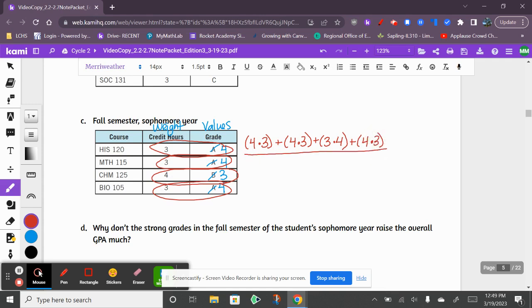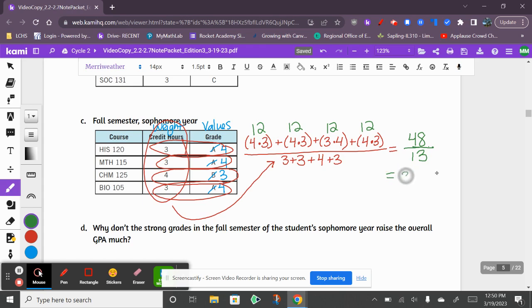Make sure that for the bottom, you're adding up the credit hours for the sum of the weights. So we get 3 plus 3 plus 4 plus 3. If we multiply the inside for the tops, we get 12, 12, 12, and 12. If we add all of those together, the top will be 48. If we add up the bottom, we get 13. We're going to go ahead and divide. In the calculator, it shows up as 3.692. We're going to round to 2 decimal places, so it will be 3.69.